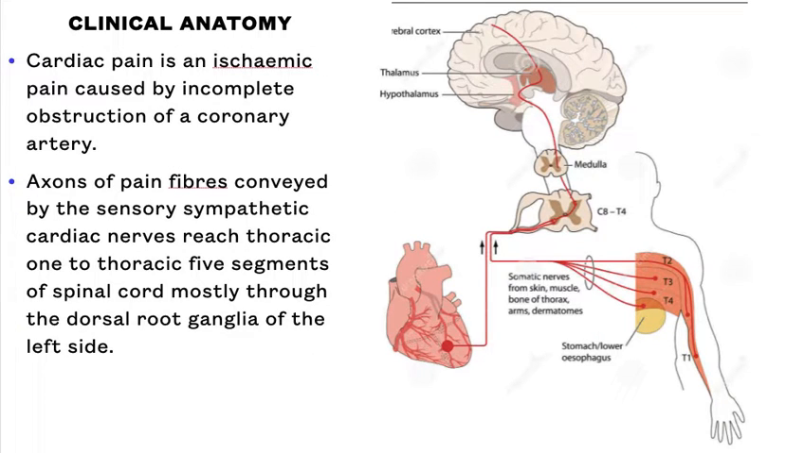Now, cardiac pain is basically ischemic, caused by incomplete obstruction to the coronary arteries. The axons of these pain fibers, conveyed by the sensory sympathetic cardiac nerves, reach thoracic 1 to thoracic 5 segments of spinal cord, mostly through the dorsal root ganglia of the left side.